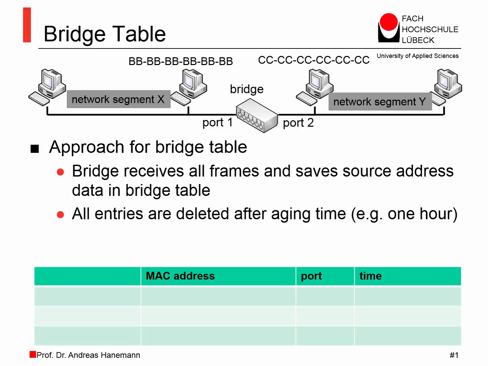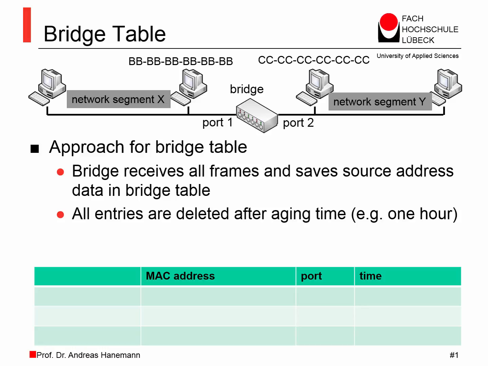As you will see, a bridge automatically learns which devices are attached to it. It is not necessary to configure this on the bridge. On this slide, you see a small example network where a bridge connects two network segments. Inside of the bridge, we find the so-called bridge table or MAC address table. Using the frames that it receives, the bridge learns which devices are connected to which ports.